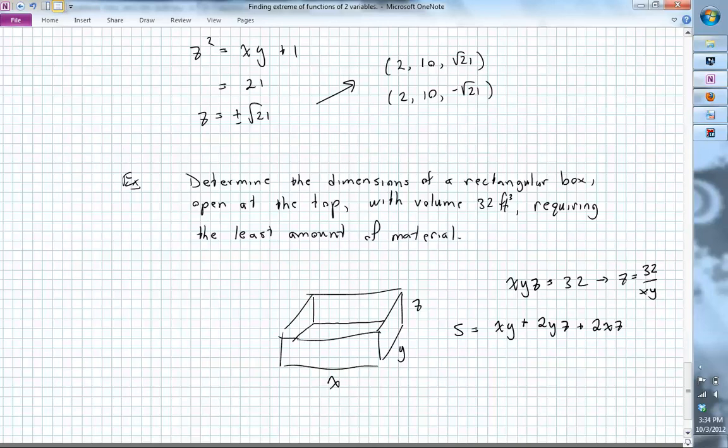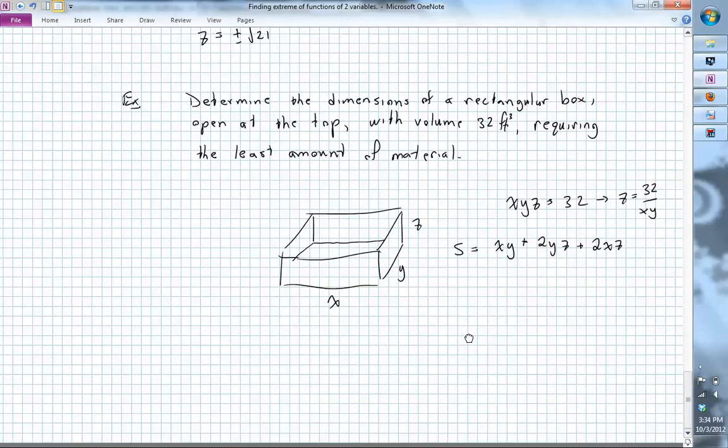Should I be worried about X or Y being 0? Not really, because this is a box. But whenever you have variables in denominators, you should think about that and think about whether it's reasonable or not to worry about zeros down there.